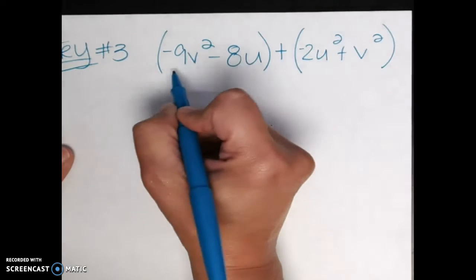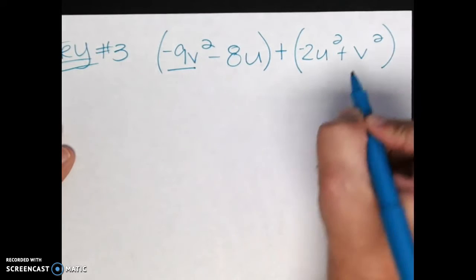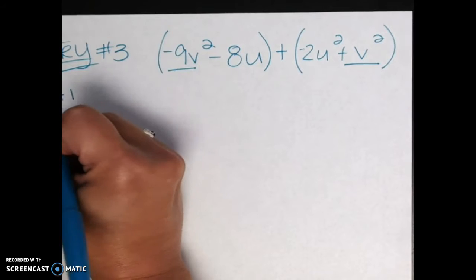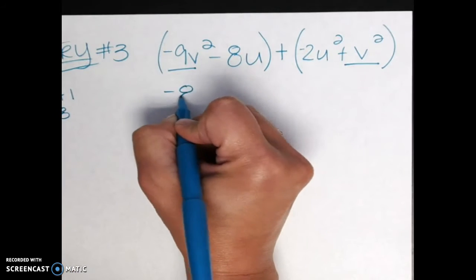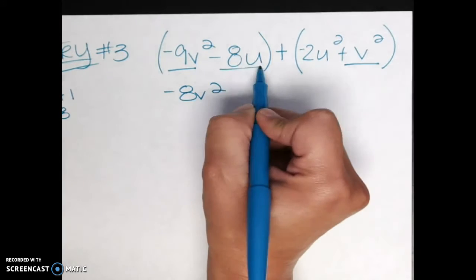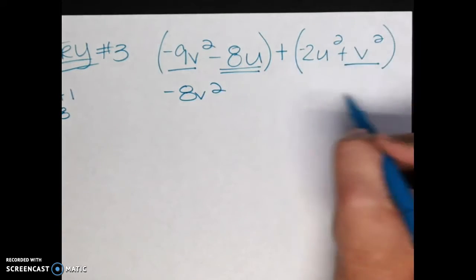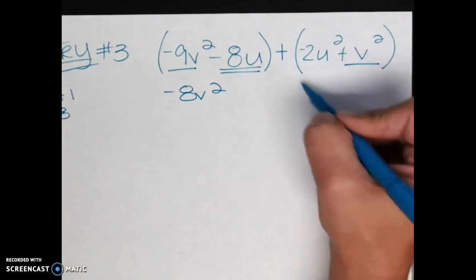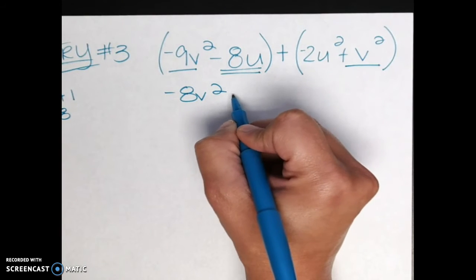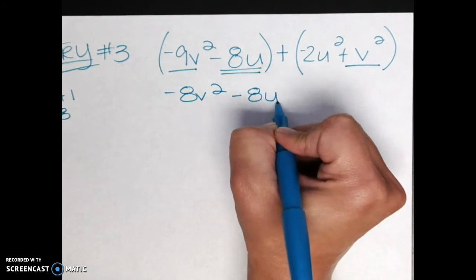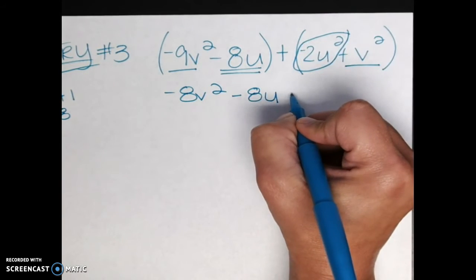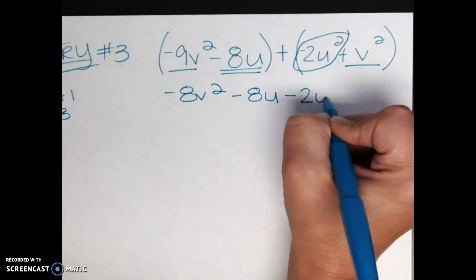I have a negative 9v squared plus v squared. So I really have negative 9 plus 1, which is going to give me a negative 8v squared. I have a negative 8u, but I don't have a u with no exponent or an exponent of a 1 in that second one. So I'm just going to write negative 8u. I had one last item that there's nothing else to combine with that I need to include in my answer, and it's negative 2u squared.